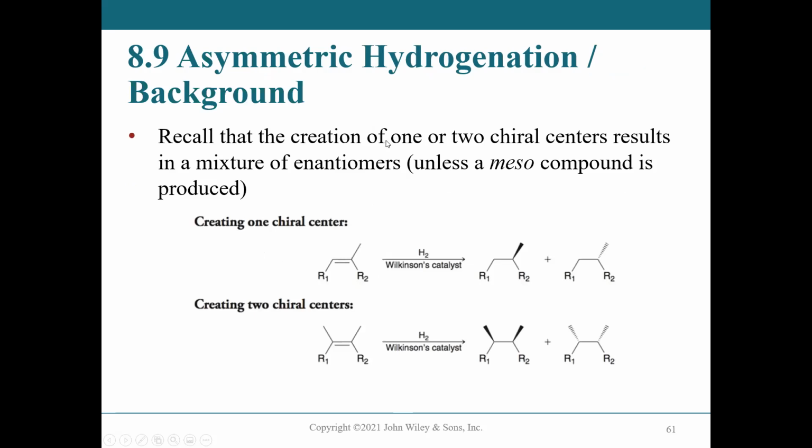It says, recall that the creation of one or two chiral centers results in a mixture of enantiomers unless a meso compound is produced. So creating one chiral center, we'll use these sets of conditions. We'll use the same set of conditions, but you can see how the substitution is different on the bottom one. So we'll call this one R1, R2, and with R2, we're going to have two chiral centers. And those chiral centers would be right here and right here, and this would be right there.